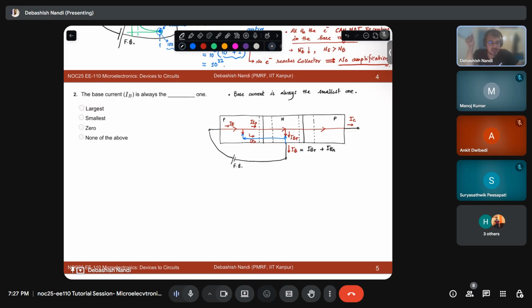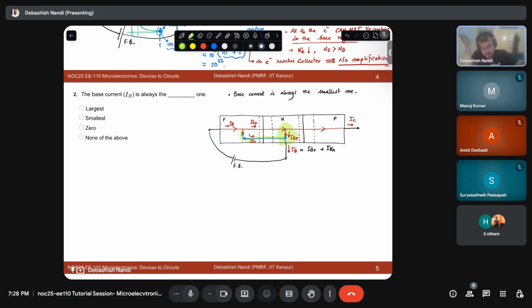So Manoj, is it clear now? There are two current components in the base. One current is the recombination current, that is this current that you have mentioned, and this is the current that determines how many of your remaining holes are traveling to the collector region. That is what you have mentioned. But the other component is a backward injection current, right?